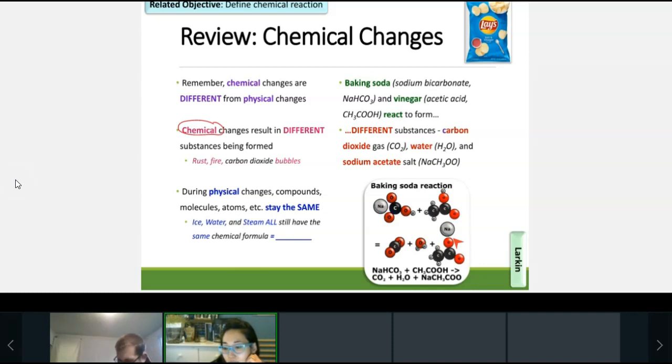Yeah, exactly. They are all still H2O. So chemically, they're all still identical. So again, this is not a chemical change. This would only be a physical change.